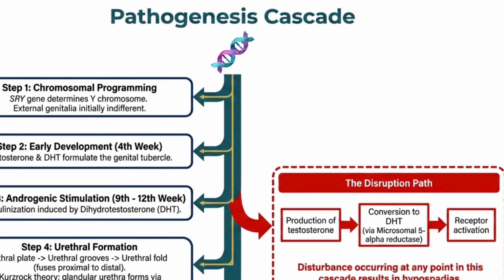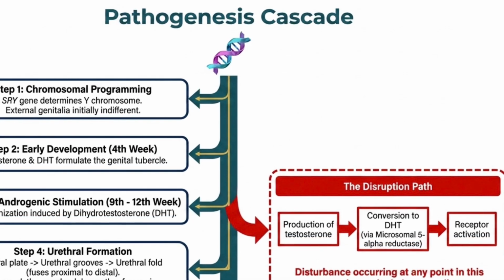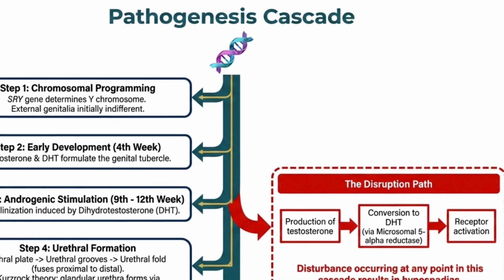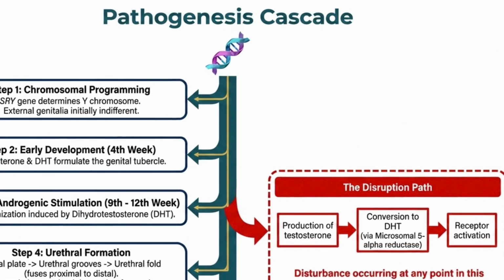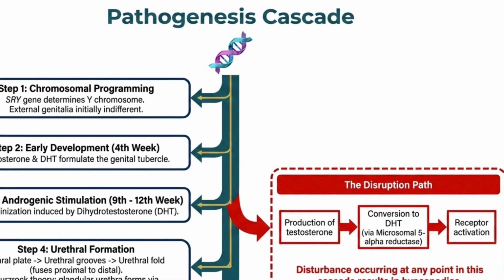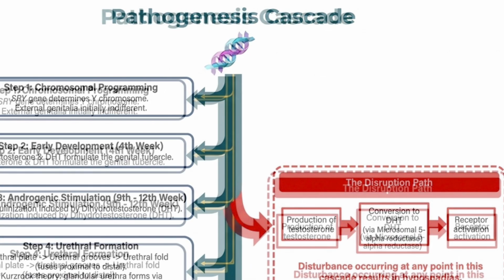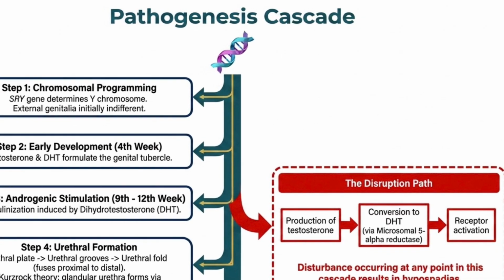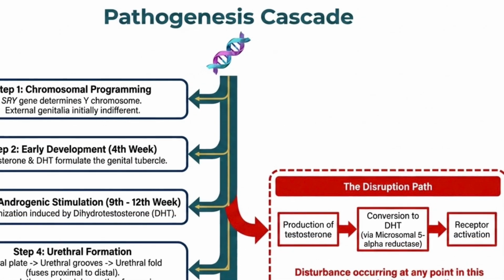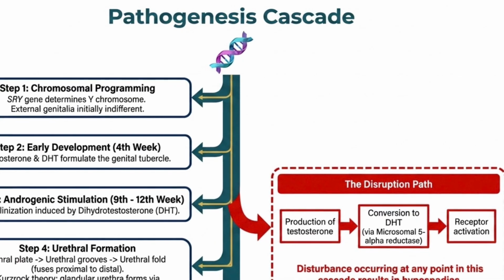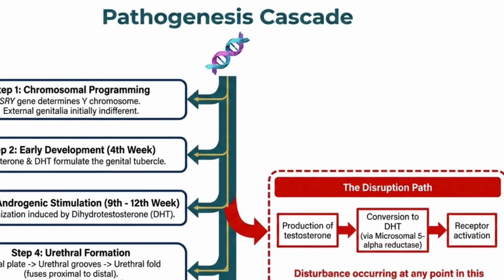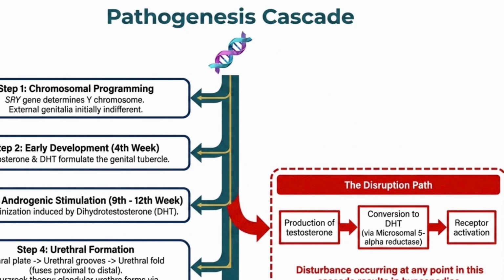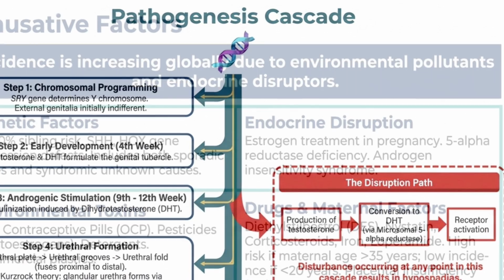Kurzrock theory: glandular urethra forms via endodermal transformation. In hypospadias, at the 12th week of androgenic stimulation, in the production of testosterone, conversion to dihydrotestosterone, or the receptor activation, there can be disturbance occurring at any point which results in the pathogenesis.